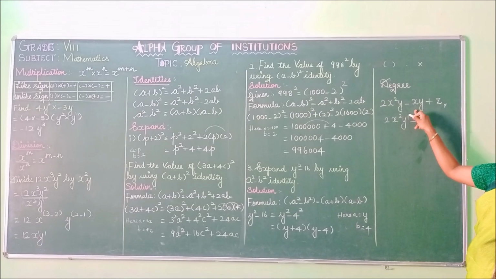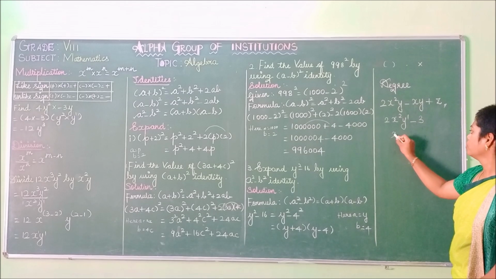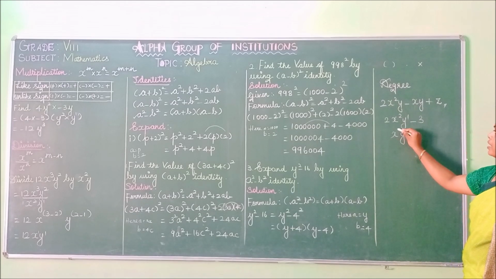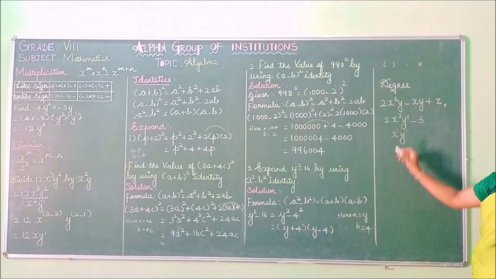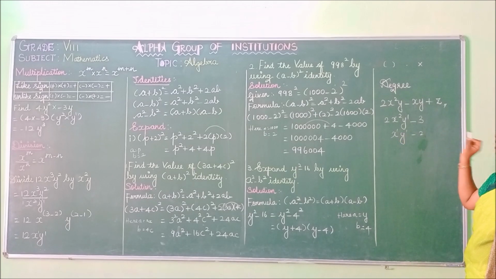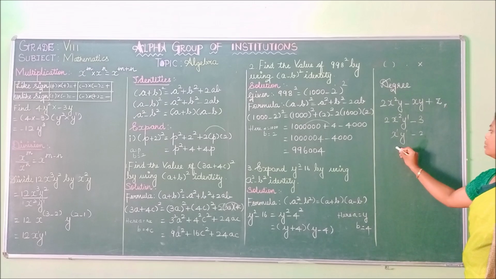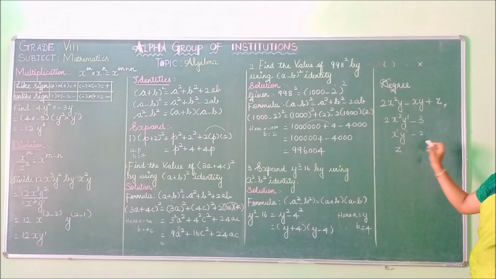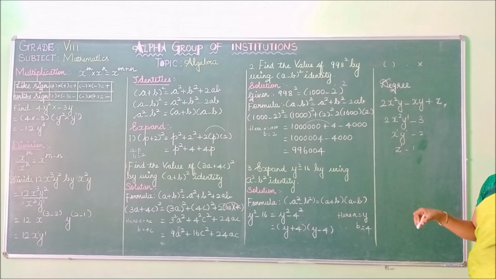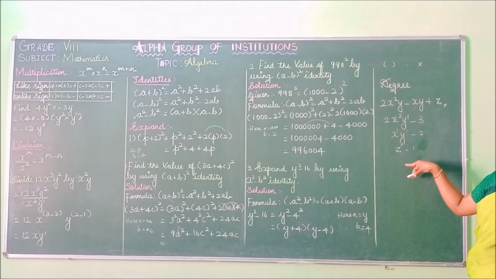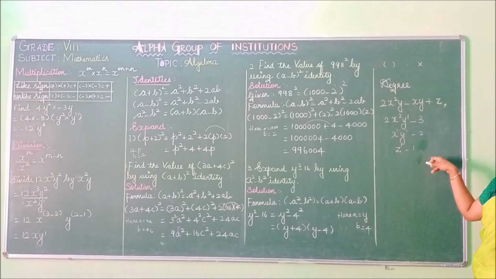So next take the another term xy. See the powers, x has the power 1 and y has the power 1. So sum of both values, you get the degree 2. So last term is z. For z, what is the power? 1. So degree is also 1. So if variables are given, you have to find the values like this.